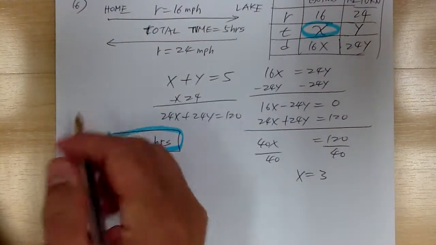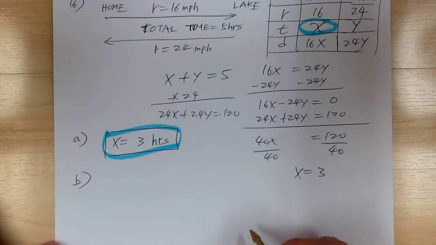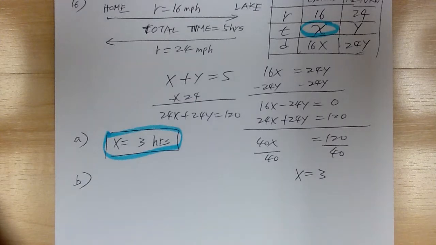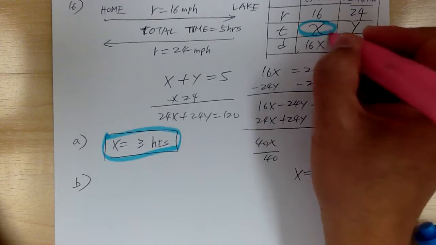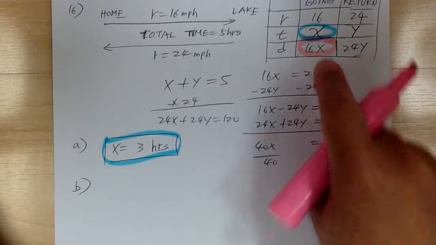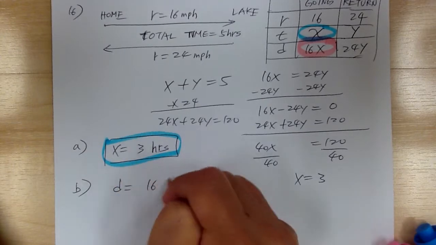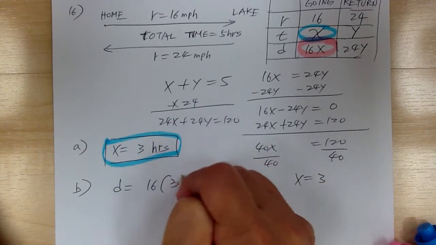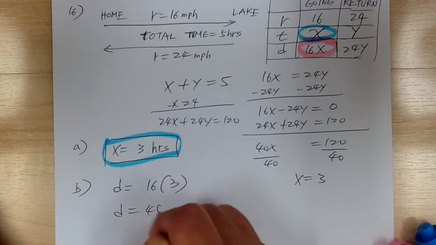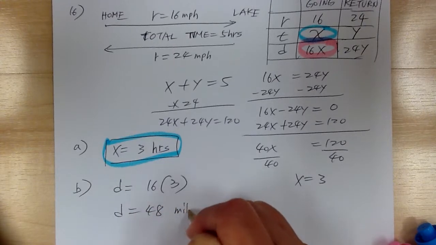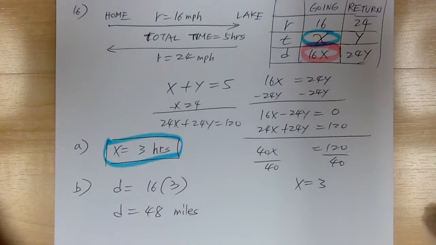Okay, now you go to B. How far was it from his home to the picnic area? So you're looking for the distance. In this case, your distance would be equal to 16 times x, which is 3. So distance equals 48 miles. And so this is the pink.